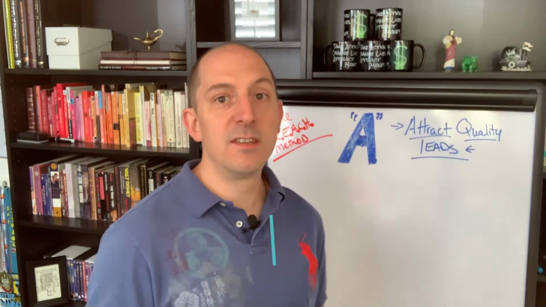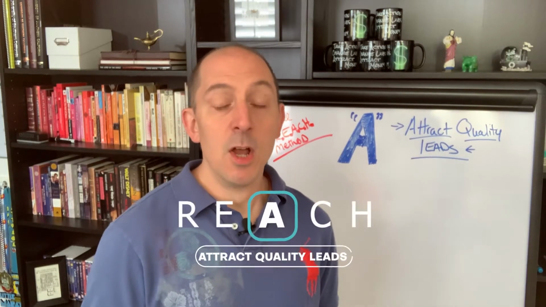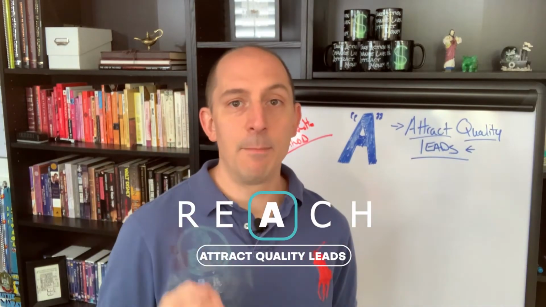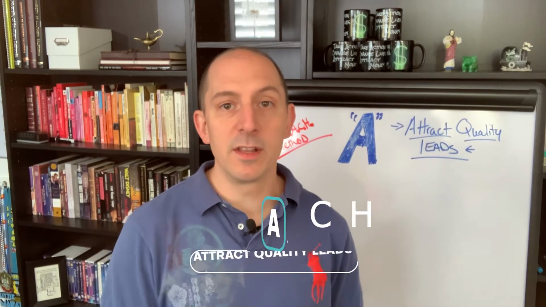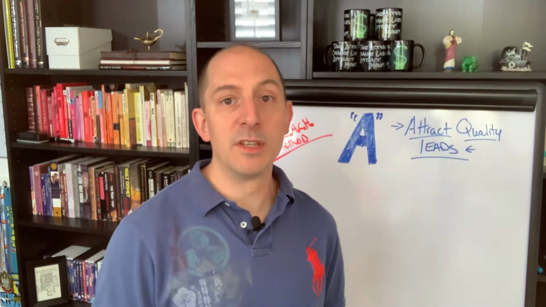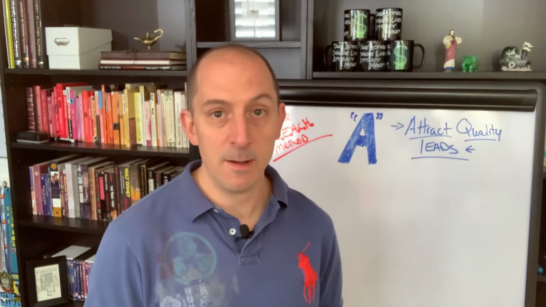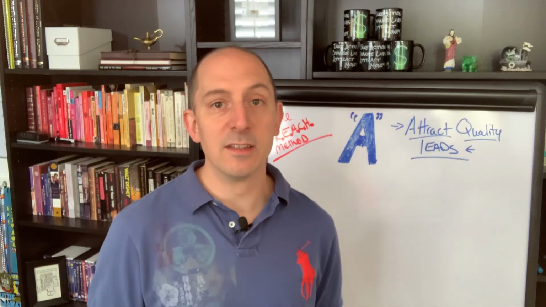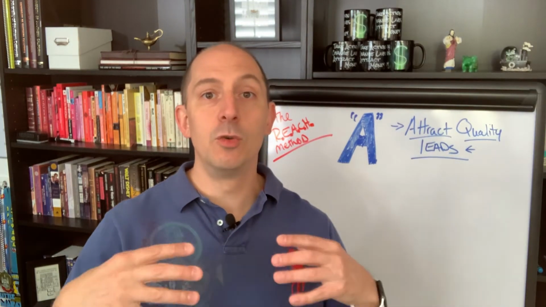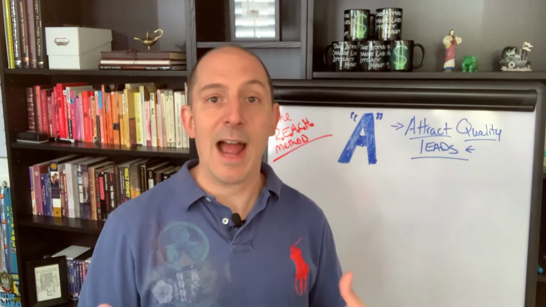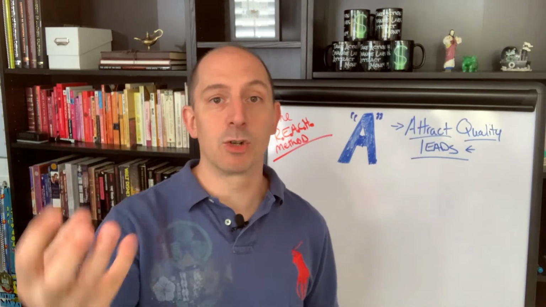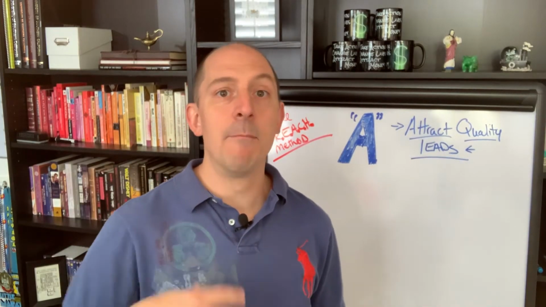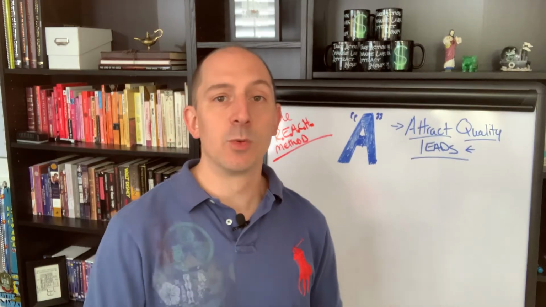So this is the A in the R.E.A.C.H method. The R.E.A.C.H method is a 5-step process that will get you quality leads and build your business to 10K very quickly. Now, the A stands for attracting quality leads. It's not just enough to put out great stories and interact with people. You have to actually attract the people that you want and build rapport with them and get into relationship with them.